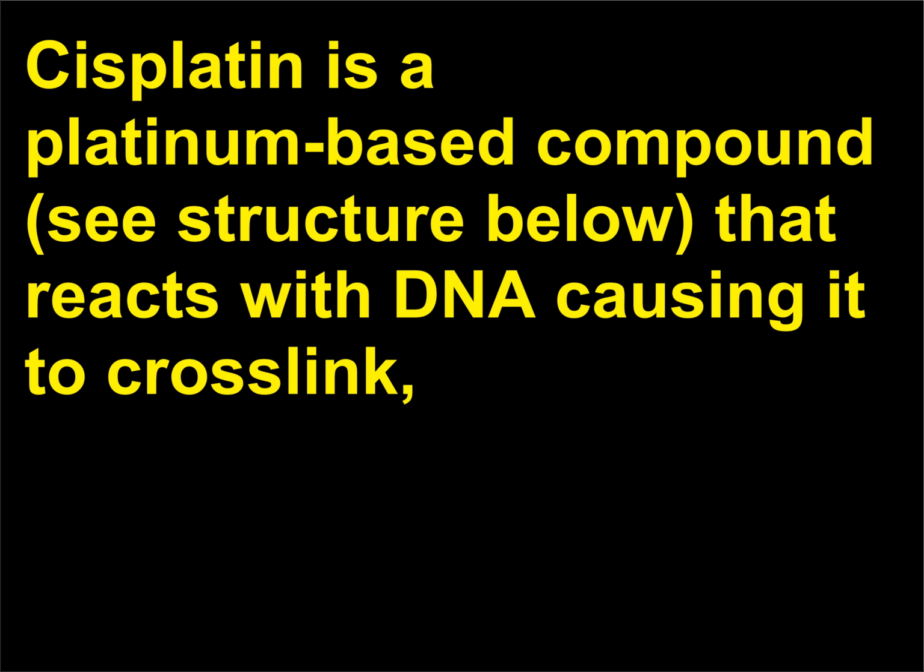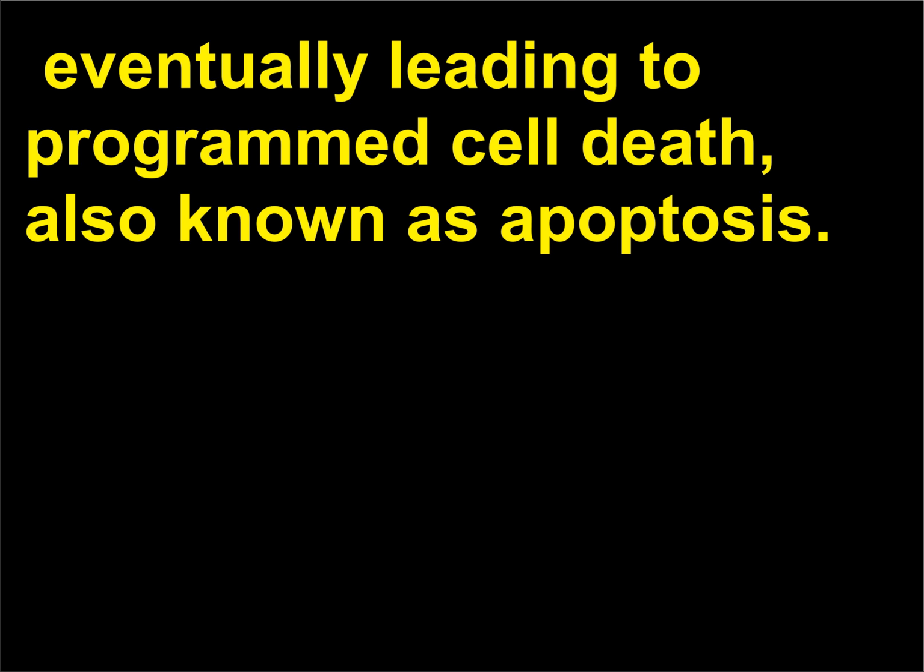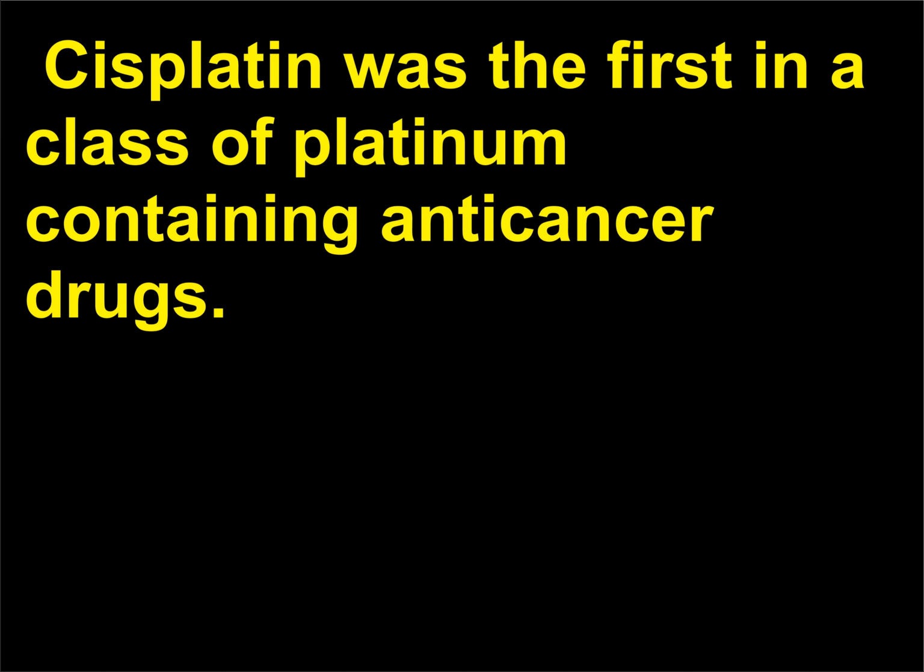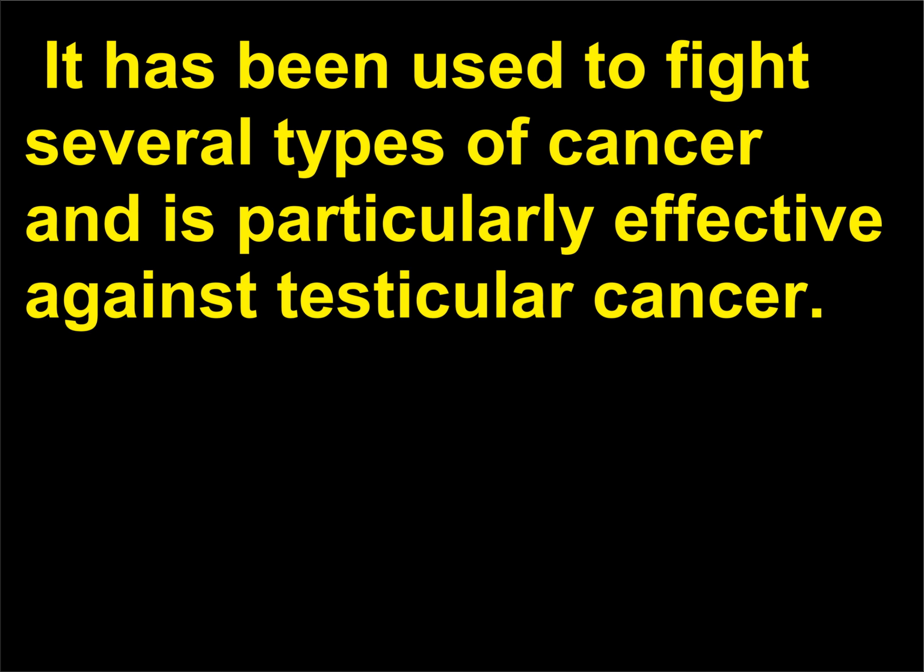Cisplatin is a platinum-based compound, see structure below, that reacts with DNA causing it to cross-link, eventually leading to programmed cell death, also known as apoptosis. Cisplatin was the first in a class of platinum-containing anti-cancer drugs. It has been used to fight several types of cancer and is particularly effective against testicular cancer.